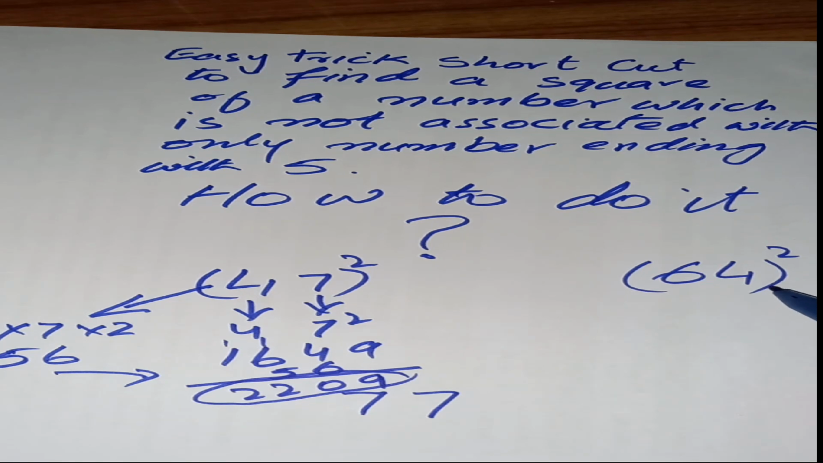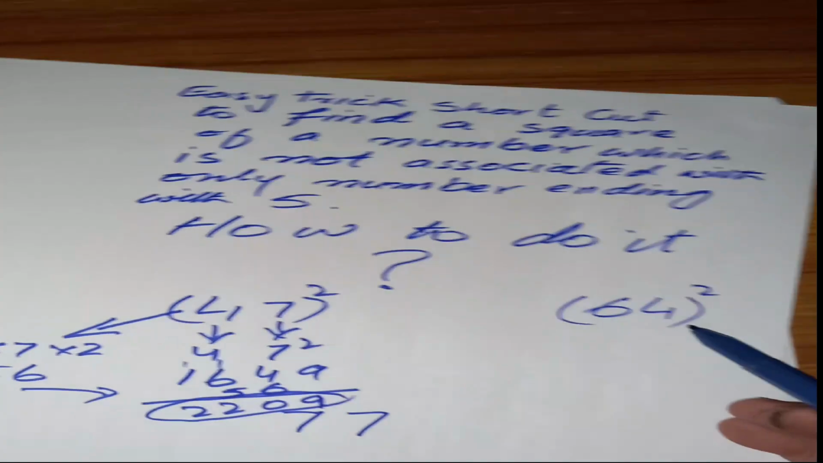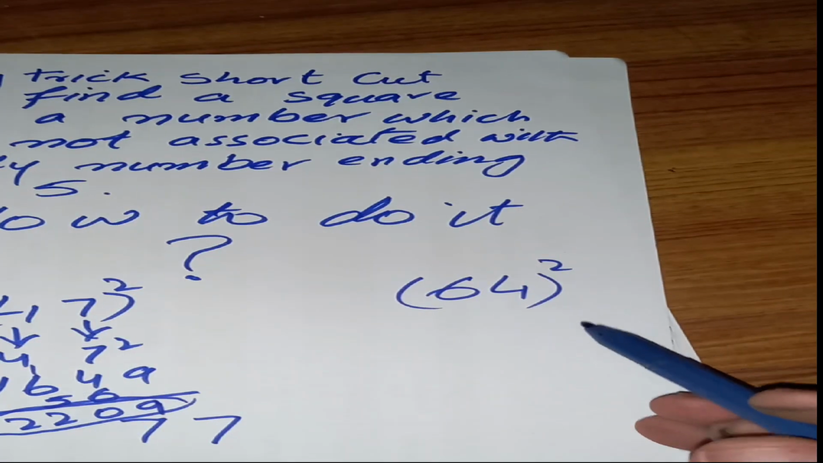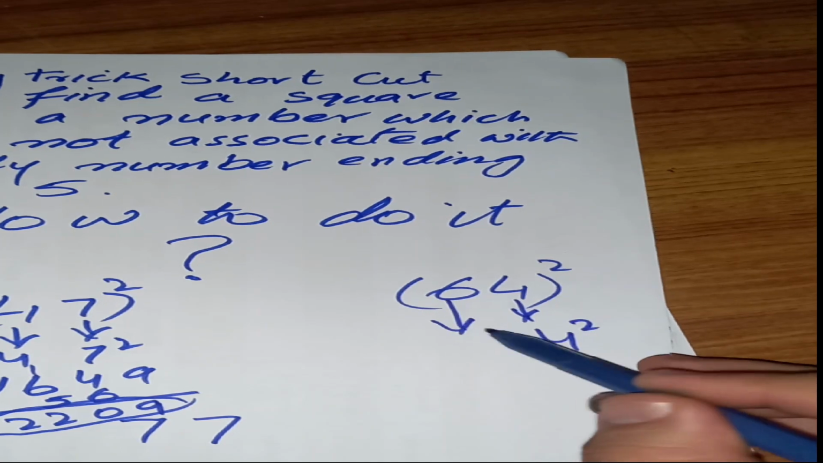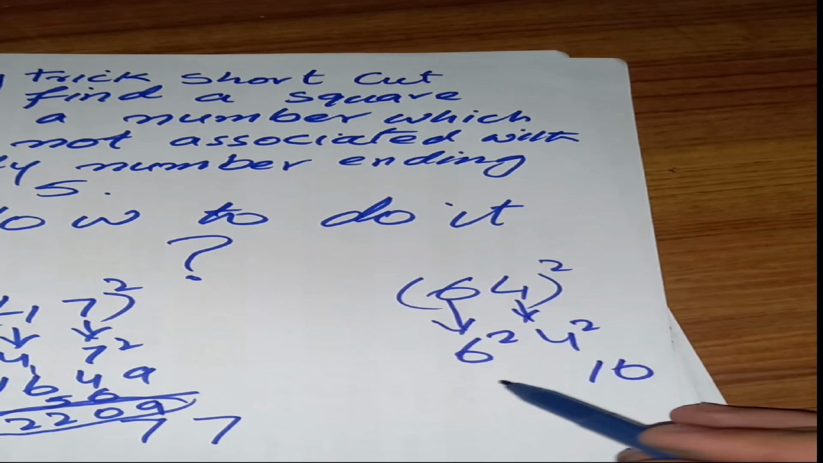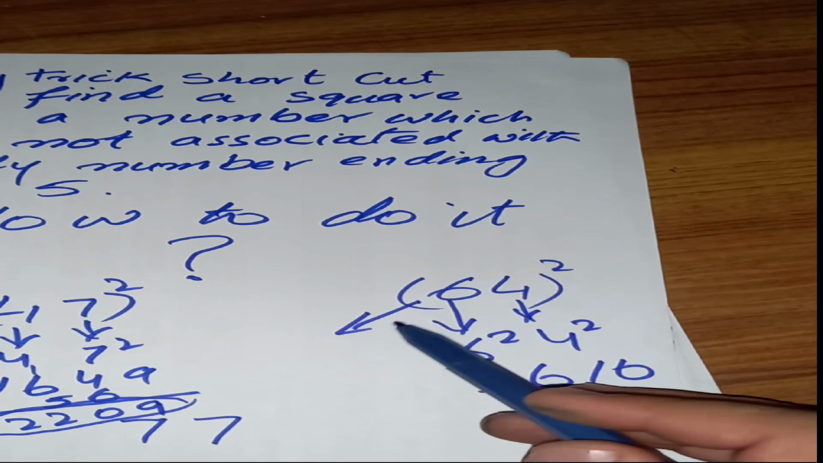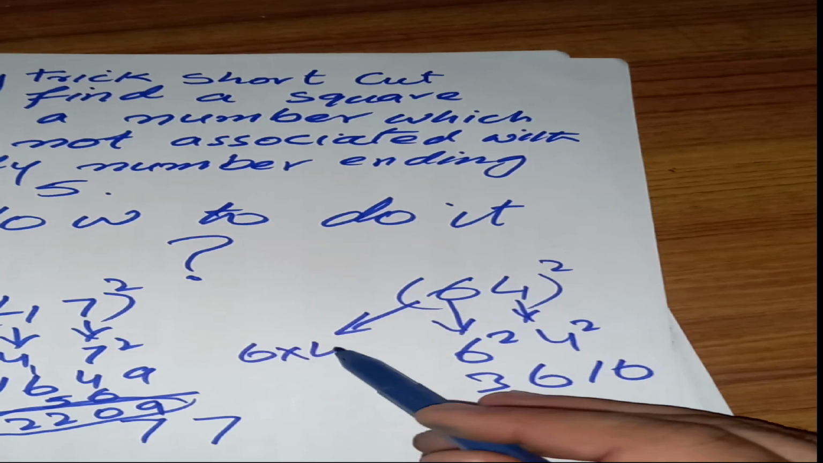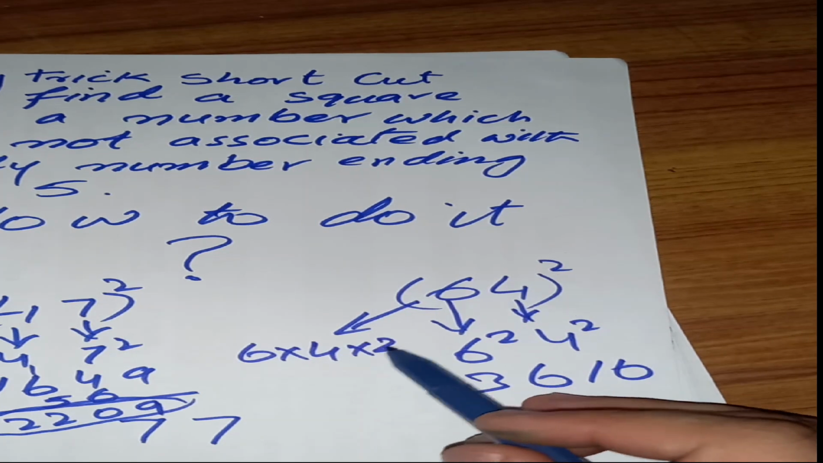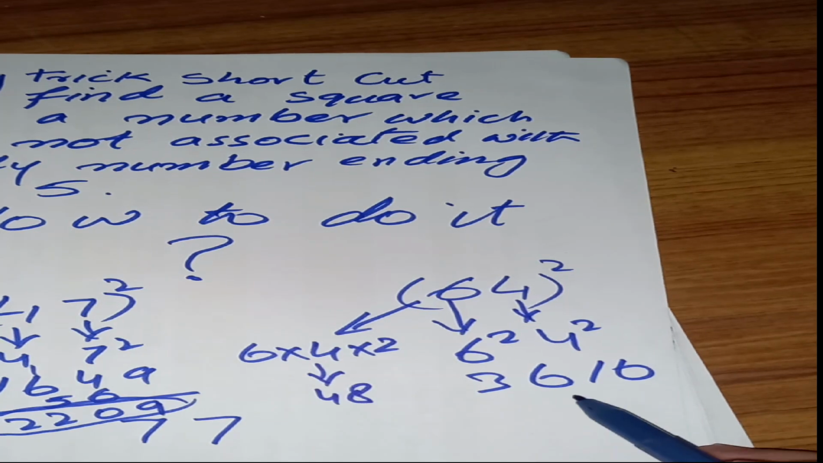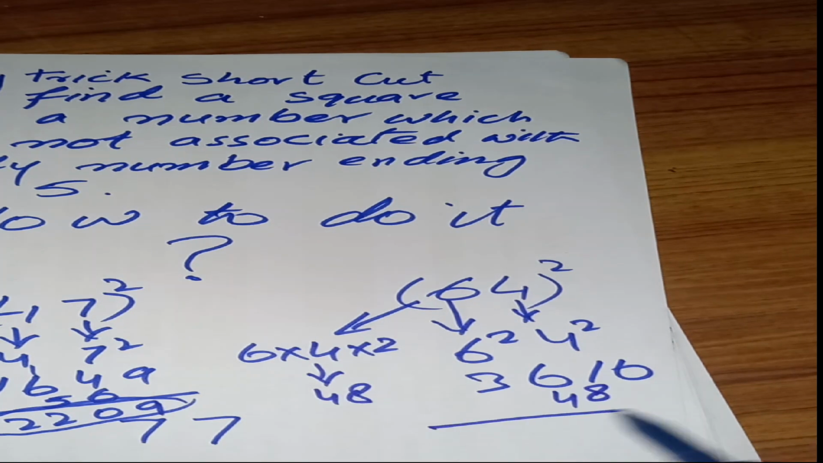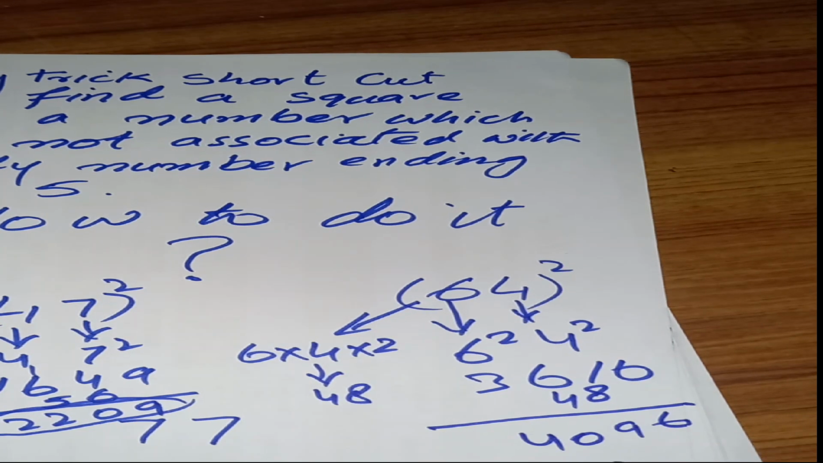Now find the square of 64. How do we do this? We have to take the square of both 4 and 6. 4 fours are 16, 6 sixes are 36. Now we have to multiply 6 with 4 and with 2. 2 fours are 8, 8 sixes are 48. So we got 48. We have to write it under this and add it up. 8 plus 1 is 9, 10 plus 1 is... So 4096 is the answer.